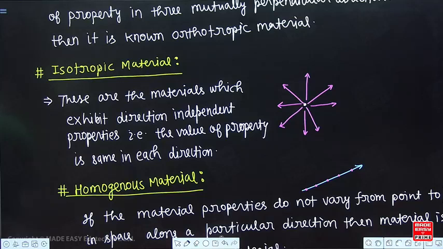Orthotropy means you measure the value of property in 3 different directions, but they must be mutually perpendicular.